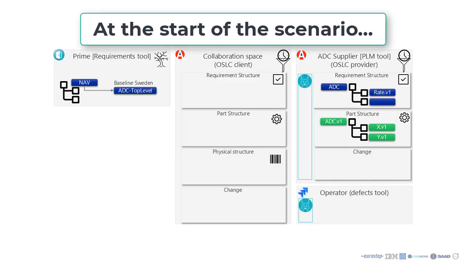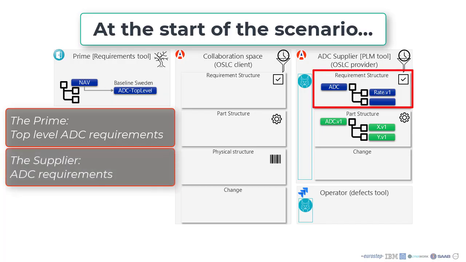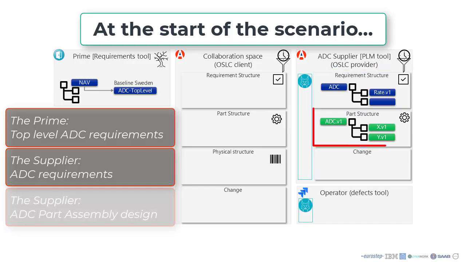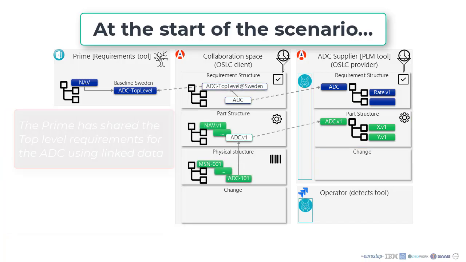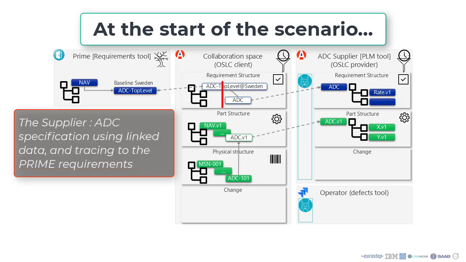The scenario is working through a simple change process. At the start of the scenario, the prime has many requirements in their requirement management tool DOORS. Similarly, the ADC supplier has more detailed requirements in their PLM tool ShareAspace and also the part structure for the ADC. The prime has shared the top-level requirements for the ADC using OSLC linked data, and the supplier has provided the ADC requirements again using OSLC linked data and traced it to the shared requirement from the prime.